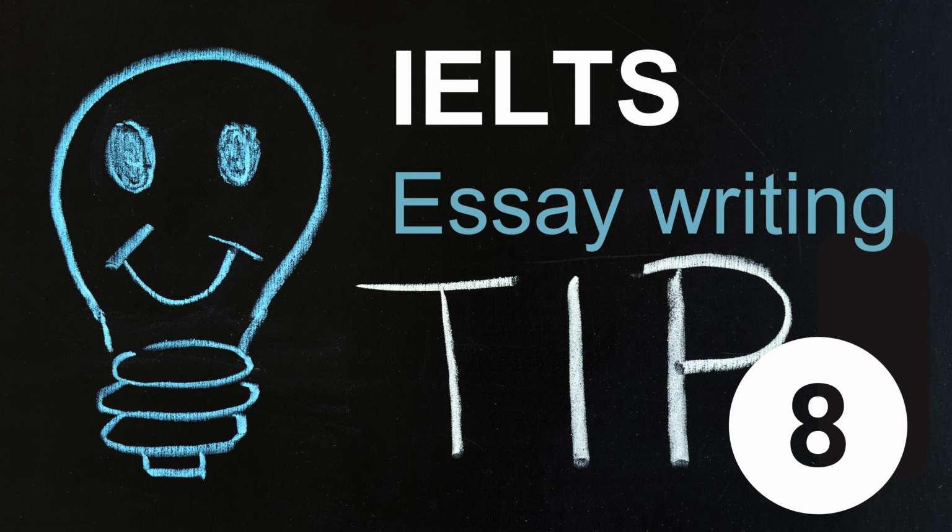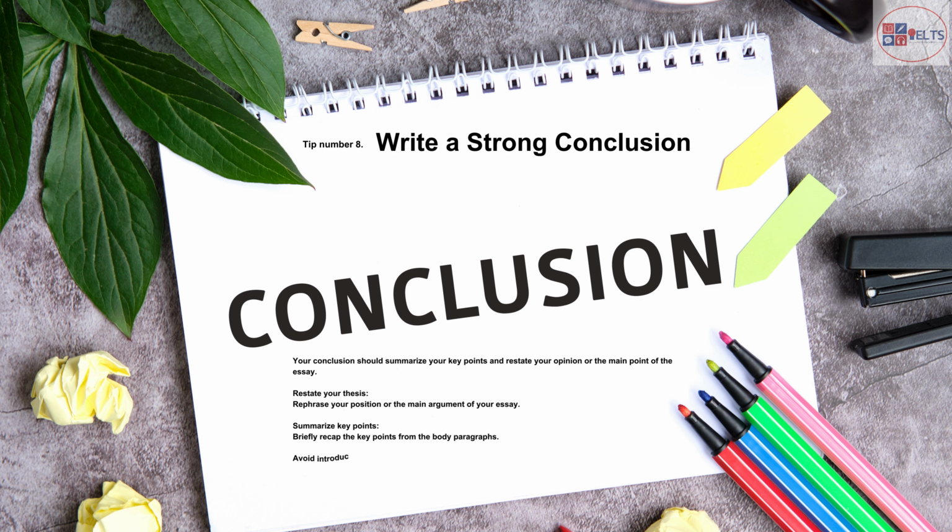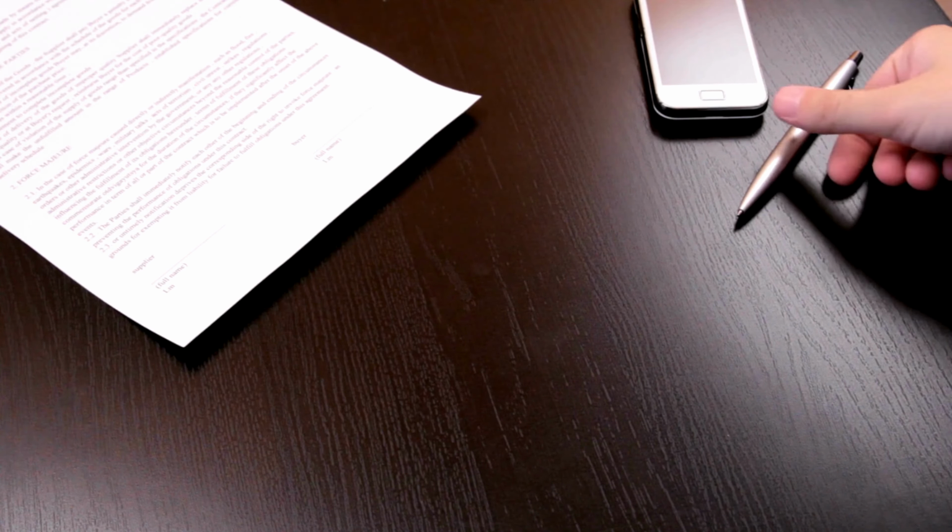Tip number 8. Write a strong conclusion. Your conclusion should summarize your key points and restate your opinion, or the main point of the essay. Restate your thesis, rephrase your position, or the main argument of your essay. Summarize key points. Briefly recap the key points from the body paragraphs. Avoid introducing new ideas. Keep the focus on wrapping up your argument. For example, in conclusion, while traditional classroom education has its benefits, the flexibility and accessibility of online learning make it a more practical choice for many.